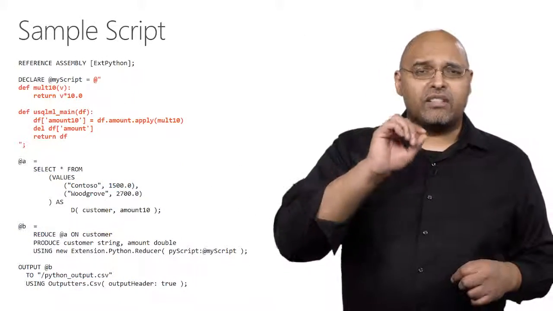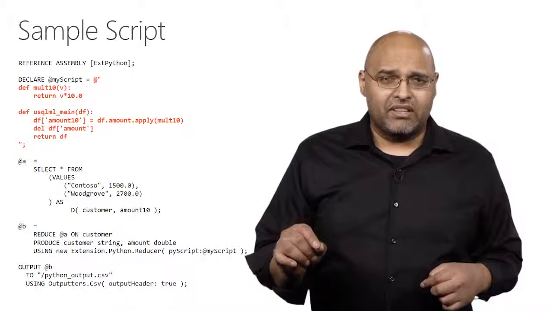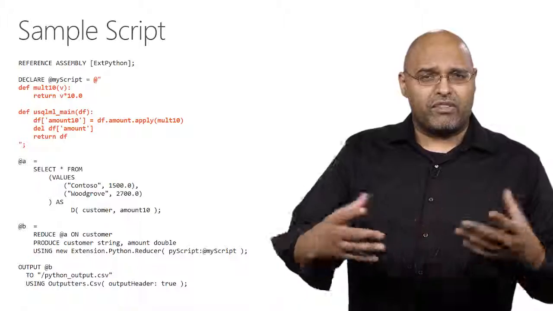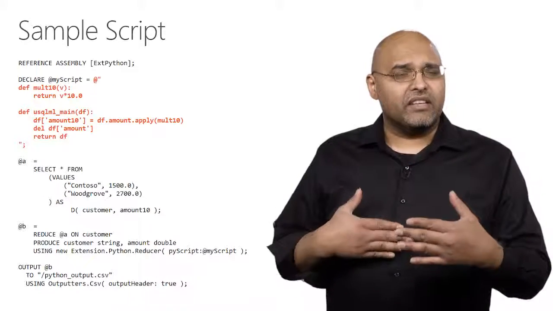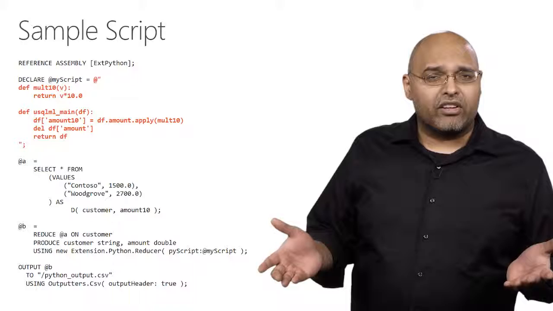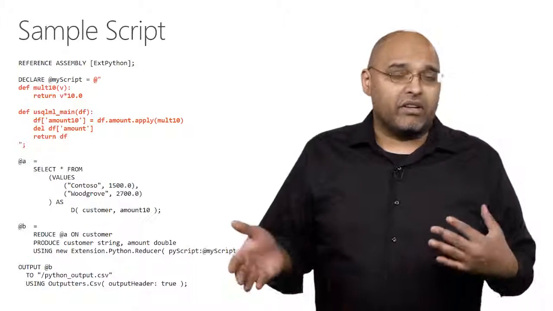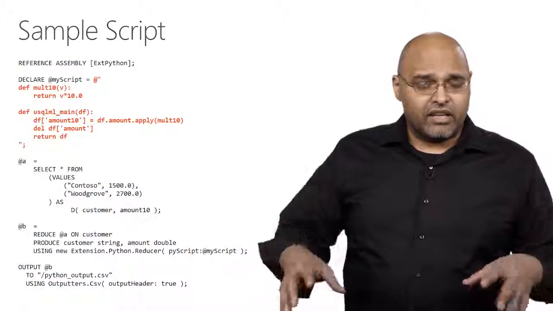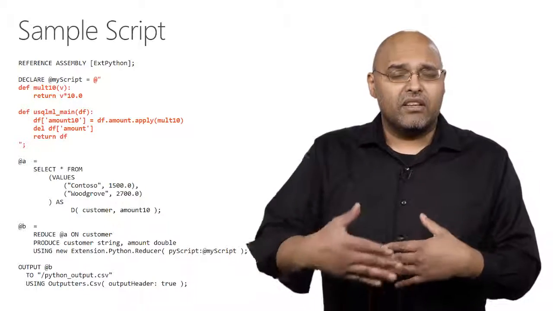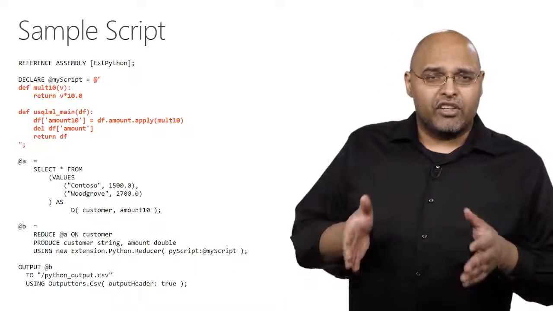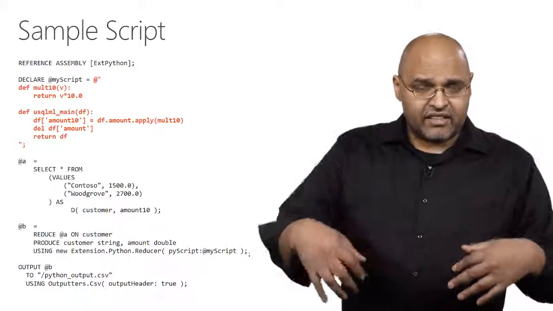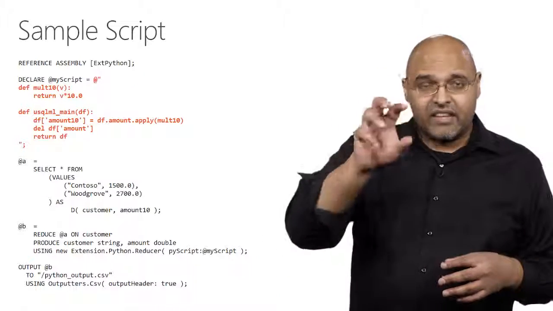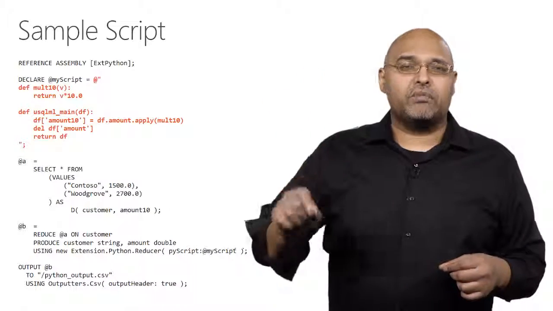Now, take a look at this sample script. It's very simple, as you can see. At the very top, we just bring in the Python support by using the reference assembly command. You can then see in the middle of the script, we have some embedded Python code. We could have put the Python code in a separate .py file if we wanted to. Then we create some input, just some small set of rows. And then we use the reduce statement to partition the data set. And then we use the built-in Python reducer to send that small snippet of Python code to each partition.